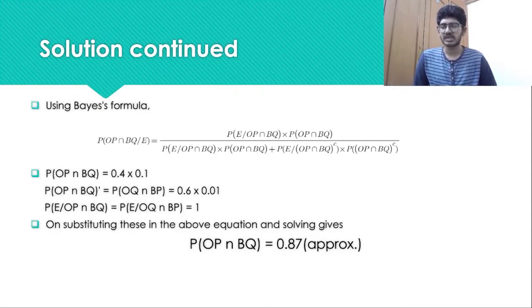Now the probability of E given OP and BQ is equal to the probability of E given OQ and BP, which is equal to 1. It is because both OP and BQ, and OQ and BP, are subsets of the event E. On substituting these values, we get the probability of OP and BQ to be approximately 0.87.